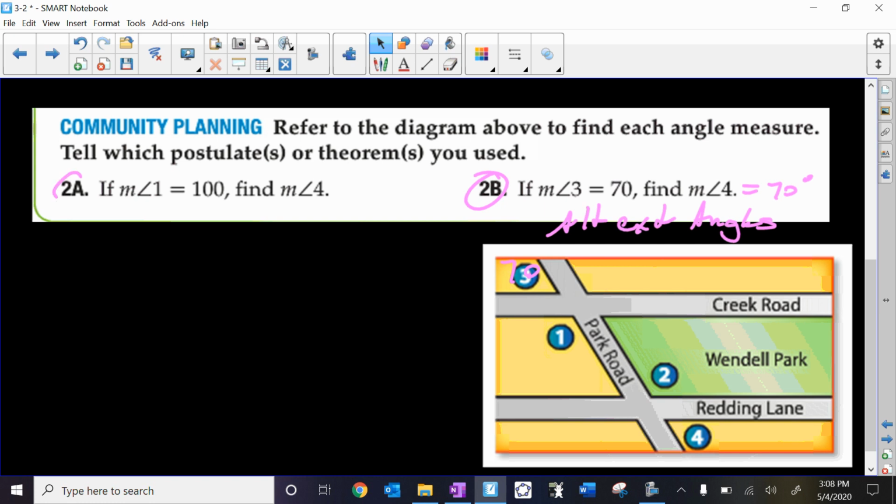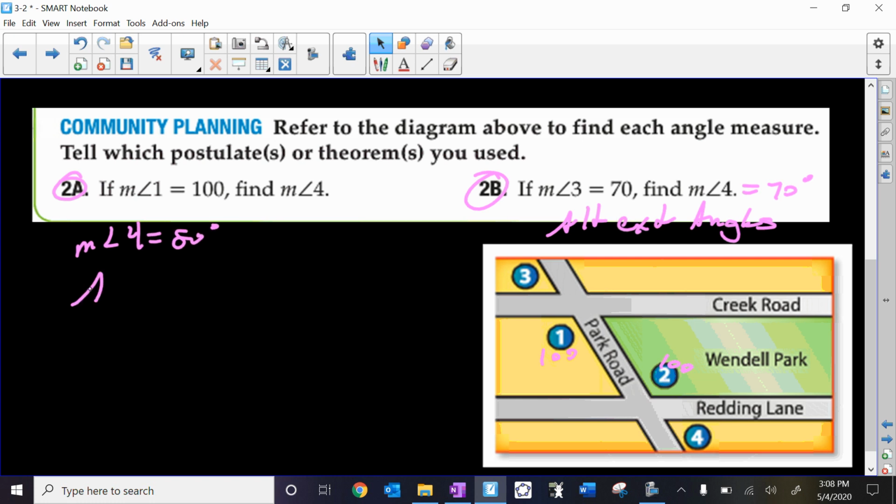Last one, 2A. So on 2A, I say that angle 1 is 100. I want to get to angle 4. And I'm actually going to use two postulates or theorems this time to get there. So to go from 1 to 2, we would say the measure of angle 2 is 100 degrees. And then 2 and 4 would be considered a linear pair or supplementary angles, whatever you want to call them. So that means they would add to 180, meaning the measure of angle 4 is going to be 80 degrees.